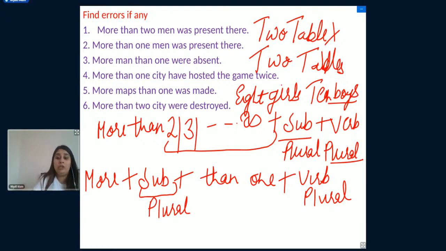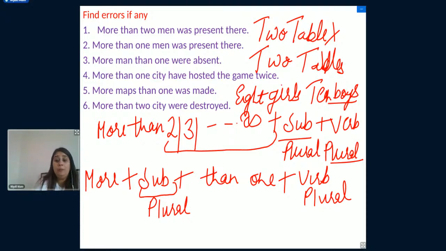Okay. So here we have learned three things, right? If your subject is written after the phrase more than one, then your subject should be singular, and the verb is also singular automatically. If your subject is written after more than 2, 3, 8, 10,000, now all the words are plural except one, then your subject should be plural and in turn your verb should also be plural. Now, if your subject is happening exactly after the more, then your subject should be plural and your verb is also plural.